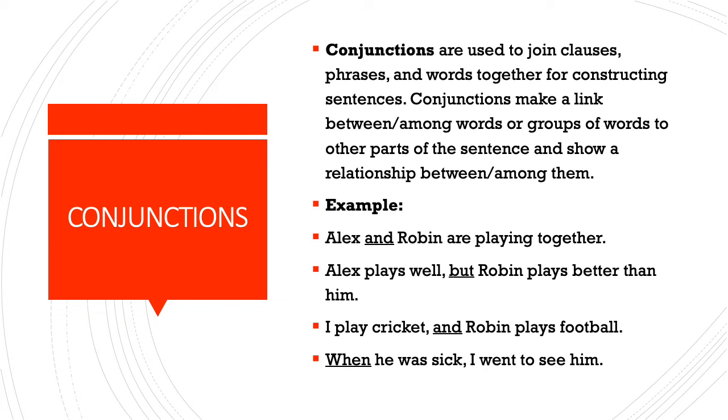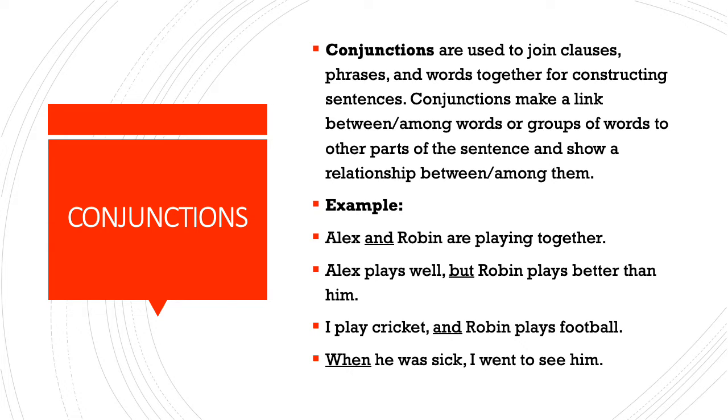So suppose there are two parts of a sentence and you want to join those two groups of words or those two sentences, then you will use a conjunction, and that conjunction will act as a link, a connection, a bridge between those two groups of words. Let us see a few examples for you to understand what conjunctions are. See, Alex and Robin are playing together. Over here, Alex is a boy, Robin is also a boy, probably they are friends, and we have used the conjunction and to join Alex and Robin together.